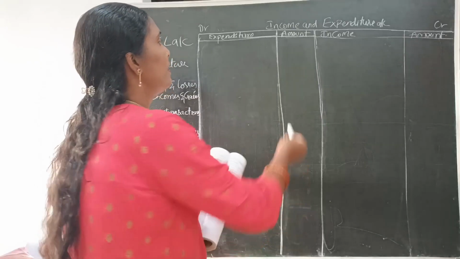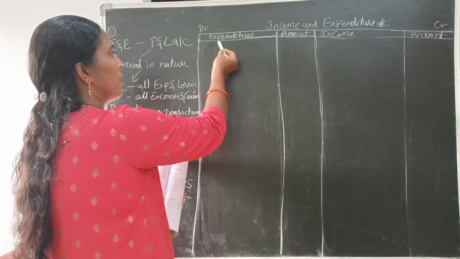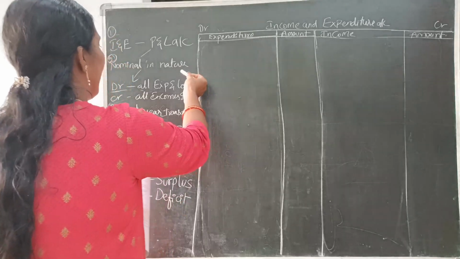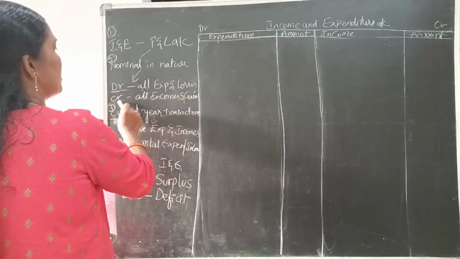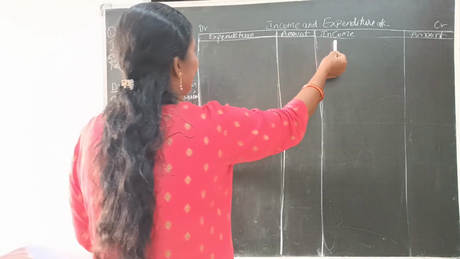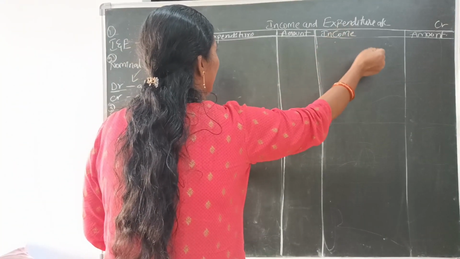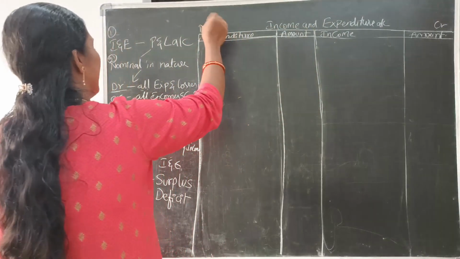Take a screenshot, as I am going to solve this problem. This is the format of the income and expenditure account. I wrote a few points here: debit all expenses and losses, credit all incomes and gains. Clearly it is mentioned that all incomes go on the credit side and all expenses on the debit side.